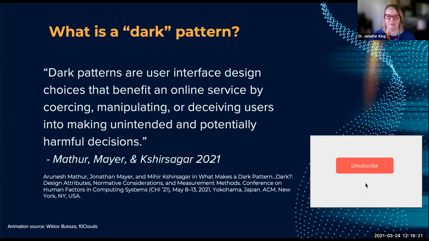This is a definition that Arunesh Mathur, Jonathan Mayer, and Mihir Kshirsagar defined in a recent paper that's being published in the next couple months. Dark patterns are user interface design choices that benefit an online service by coercing, manipulating, or deceiving users into making unintended and potentially harmful decisions. And one of the things I really appreciate about this definition in particular is that it isn't focused on the intent of the designer. There's been a lot of discussion of that intent in the design space.